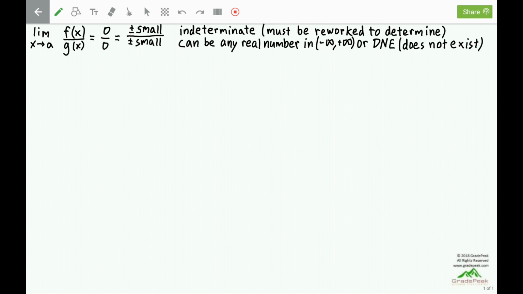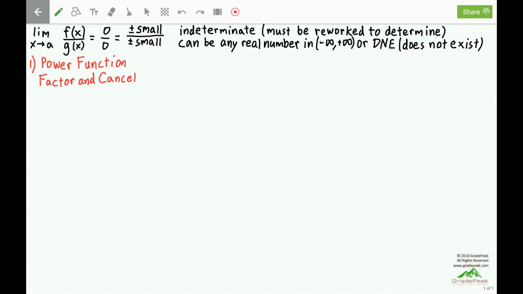The method by which to rework it depends on the type. There are 5 main types to rework the 0 over 0 result, and I'm going to cover each of those here. The first one will be the power function. Power functions are characterized by x raised to a power, and that will exist in the numerator or denominator, or both, in one or more terms. The method by which to rework this is the factor and cancel method.